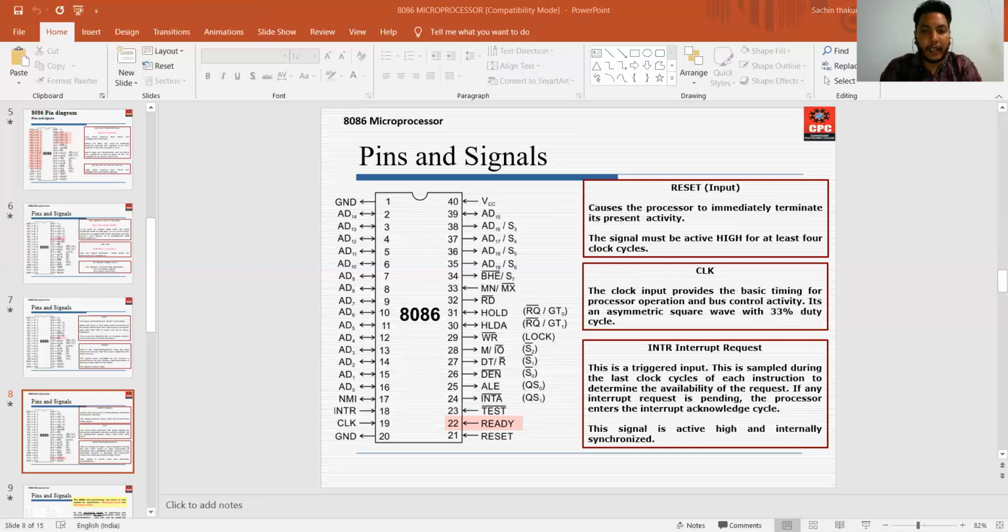Now next is your clock pin, number 19. The function of the clock is a clock input.